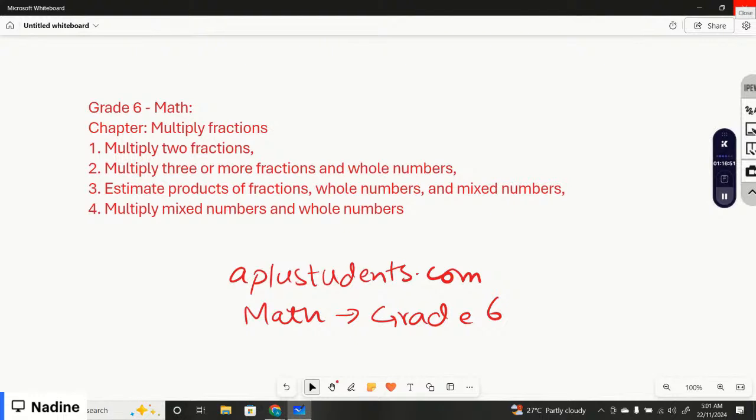The lessons we're going to cover today are multiply two fractions, multiply three or more fractions and whole numbers, estimate products of fractions, whole numbers, and mixed numbers, and multiply mixed numbers and whole numbers. So please make sure you have your notebook and pencil so that you can note down the important examples and definitions as well.